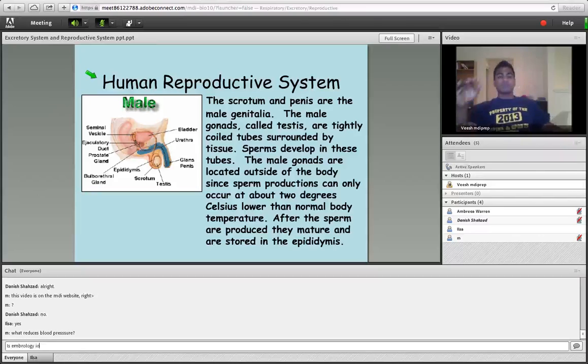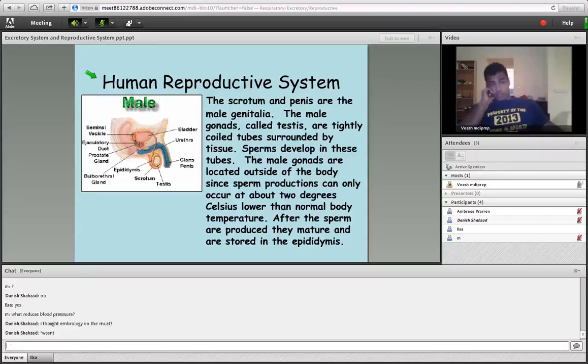Okay, so in the male, the genitalia are the scrotum and the penis. So the male gonads, those are called the testes.